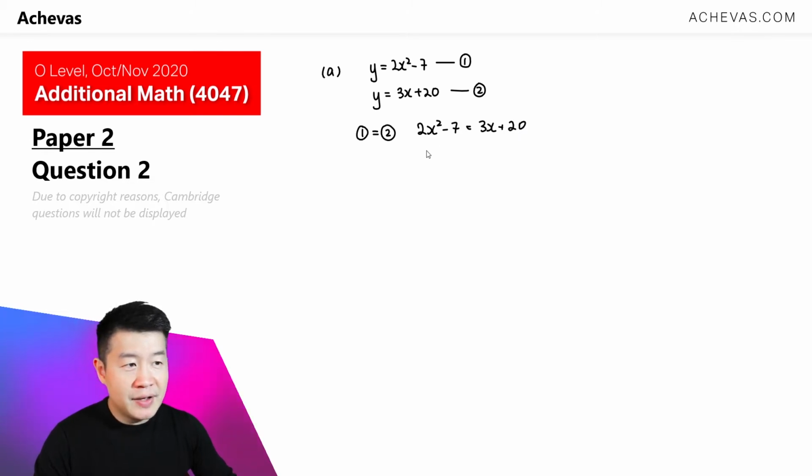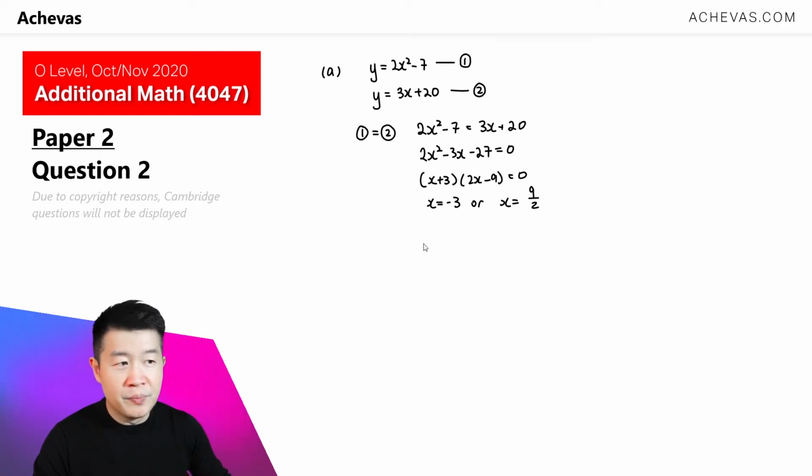Shifting everything over to the left-hand side, 2x squared minus 3x minus 27. This is equal to 0. And factorizing this, we have x plus 3 and 2x minus 9. This is equal to 0. So x is going to be equal to minus 3, or x is equal to 9 over 2.